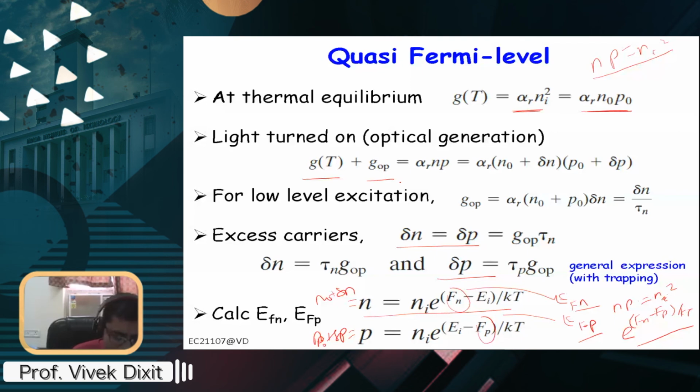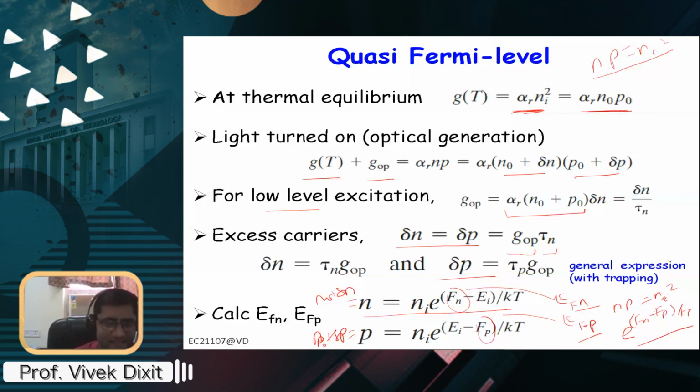the optical generation rate becomes alpha R times (n naught plus p naught) times delta n plus delta n square. Again, this is for low level excitation, so we are ignoring the delta n delta p product or delta n square. Now you can write this as delta n by tau n, where tau n is 1 over alpha R times (n naught plus p naught), the same expression we got for recombination in the last slide. So your delta n is basically the generation rate times the minority carrier lifetime.